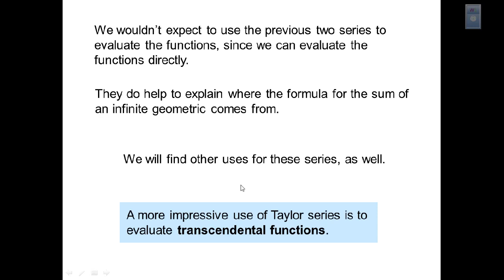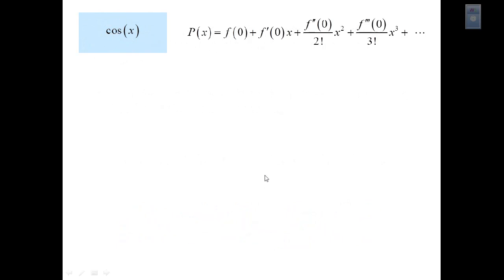A more impressive use of the Taylor series, which includes the Maclaurin series, like we talked about, is to evaluate transcendental functions. Cosine x, all the trig functions are transcendental functions. Natural log is a transcendental function. E to the x is a transcendental function. There are a lot of transcendental functions. They're functions that aren't tied directly, necessarily, to algebra, really, when it comes down to it.